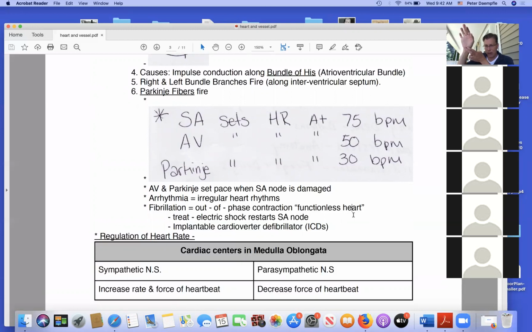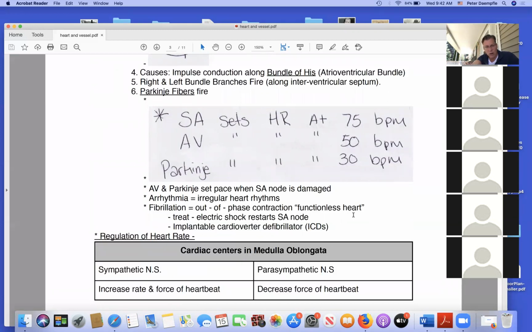I usually count, and they suggest 15 seconds and multiply it by 4, and that gives you the beats per minute. So let's say I count 15 in the next 15 seconds. 15 times 4 is 60. That's what I get.